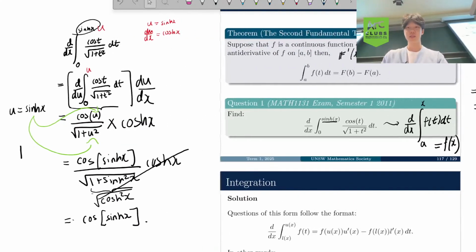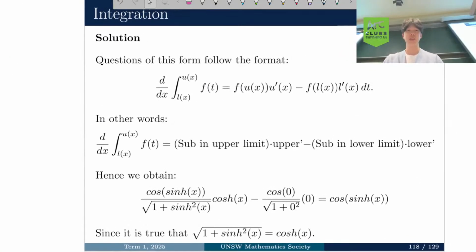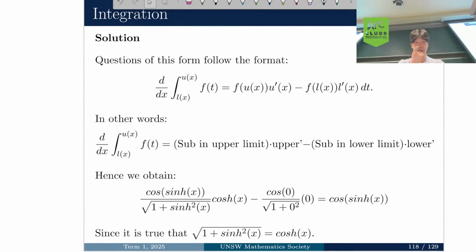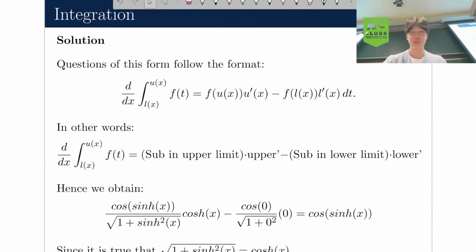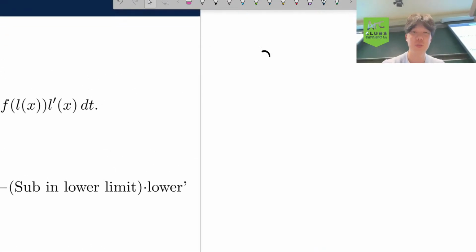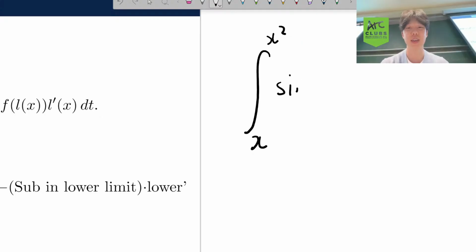All right, so that was a bit bothersome. What the solution gives is a neat little formula that we can follow. So we have a bunch of symbols everywhere. I'll briefly explain how it works. So imagine I have x squared. Let's do something easy, like sine of t.